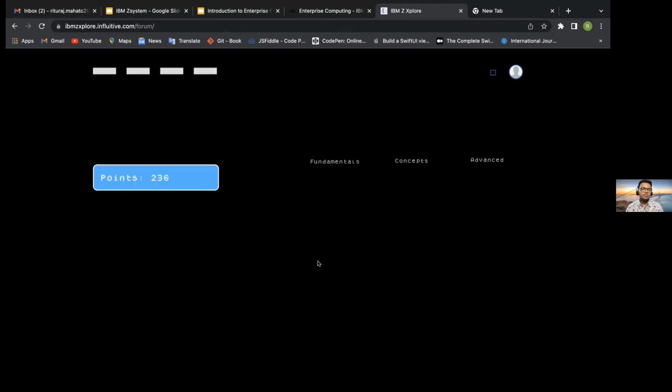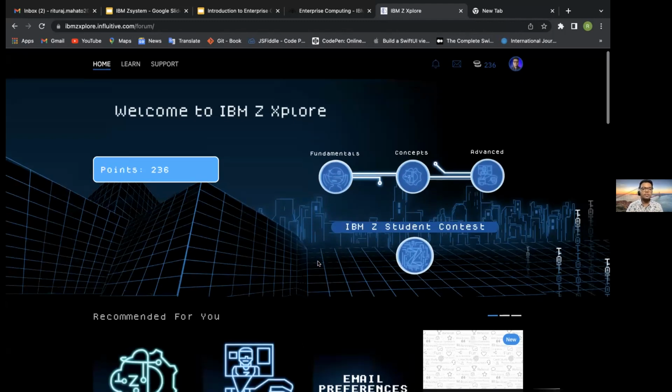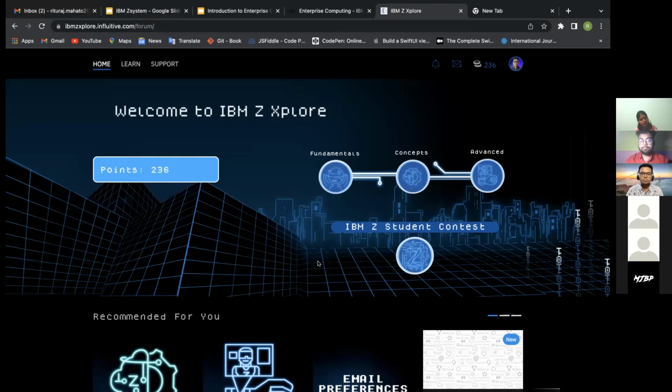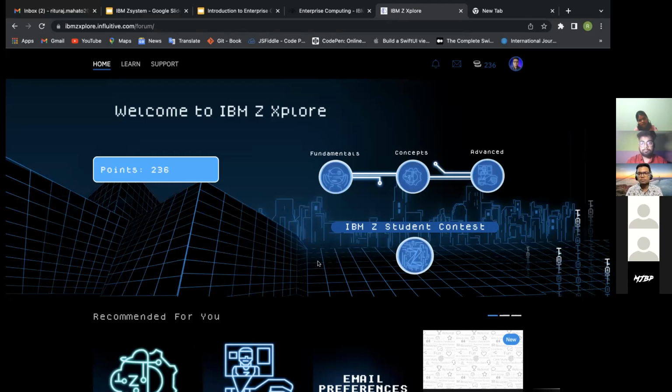I have already registered and signed in with my own account. You can do the same, and you can see something like points. What are points? Whenever you complete a particular challenge, some points are assigned to it, like 13, 14, and you get those points. You may ask me, Rituraj, we are getting some points, so what is the use? Are they just for showcase, or is it something good?